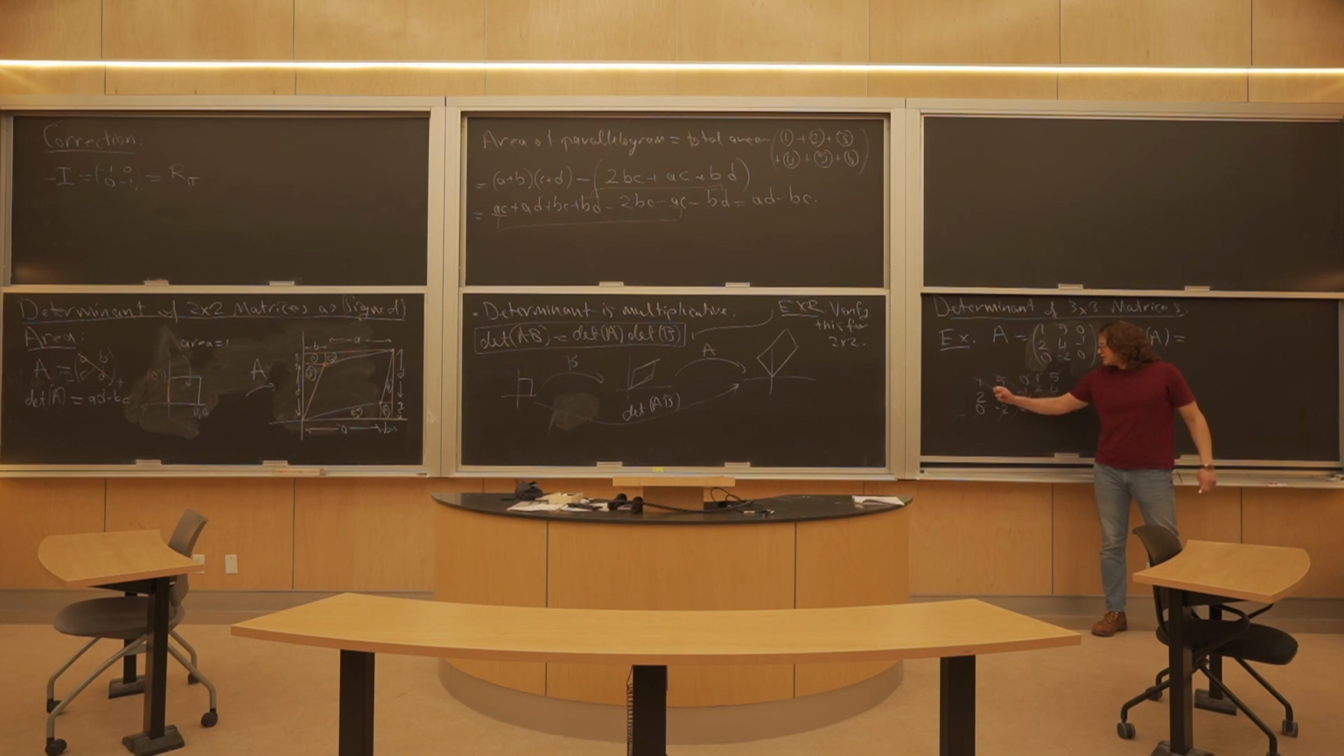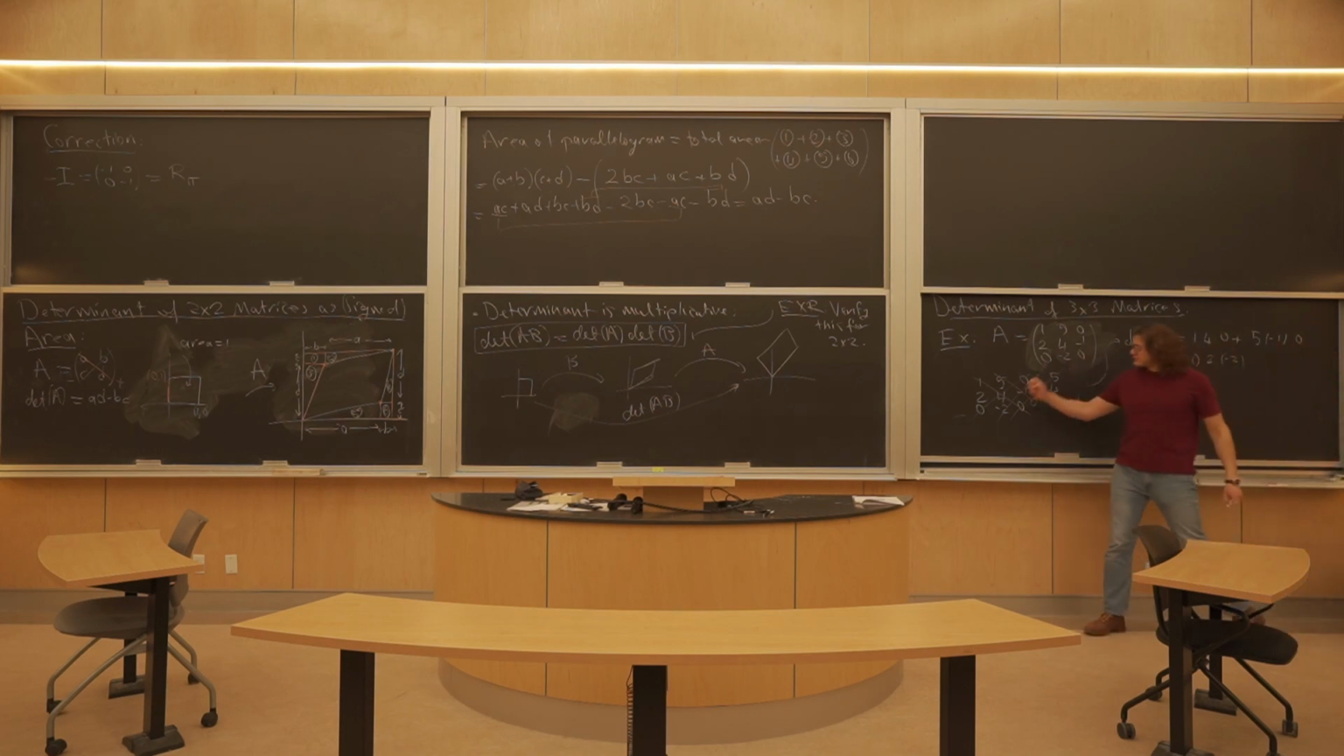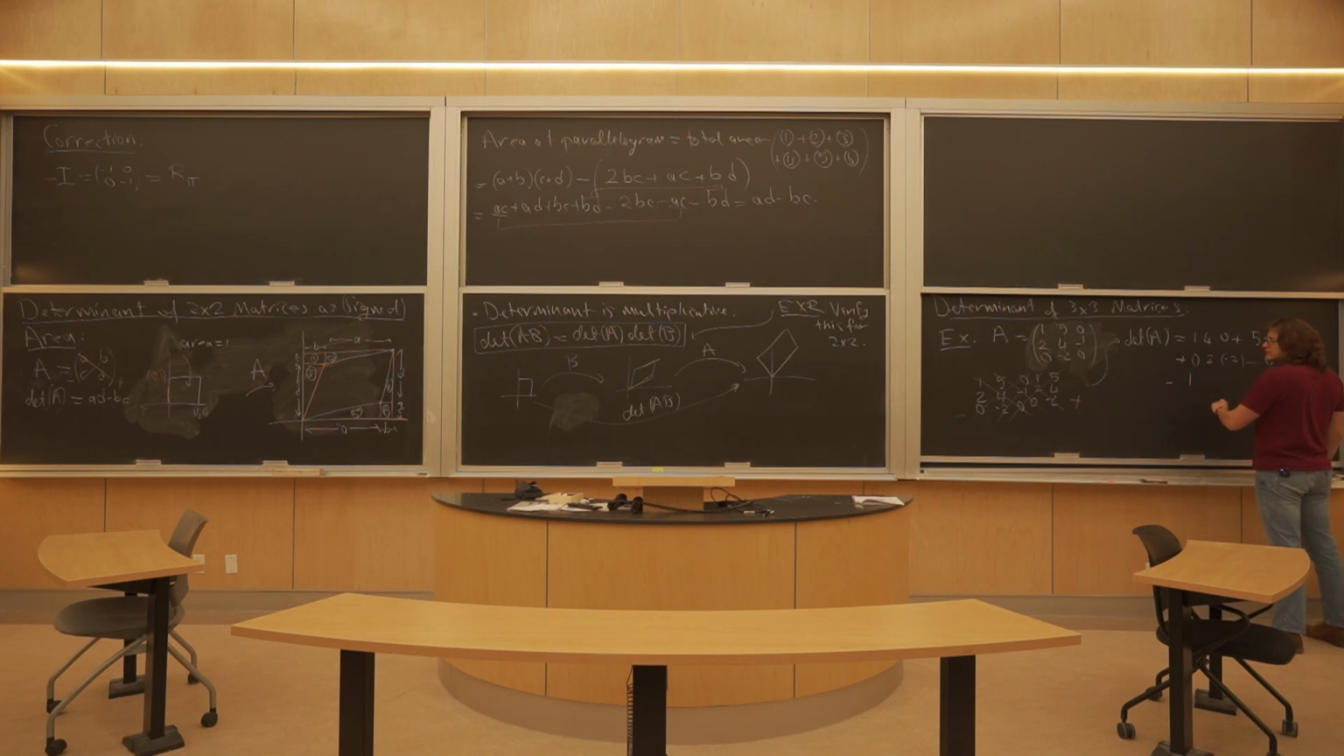This is a plus term. 1 times 4 times 0. Let me write it explicitly just for this time. 5 times minus 1 times 0. That's a plus. 0 times 2 times minus 2. These are the plus terms. Now I have the minus terms. 0 times 4 times 0. 1 times minus 2. You start with a minus, okay? 1 times minus 1 times minus 2.